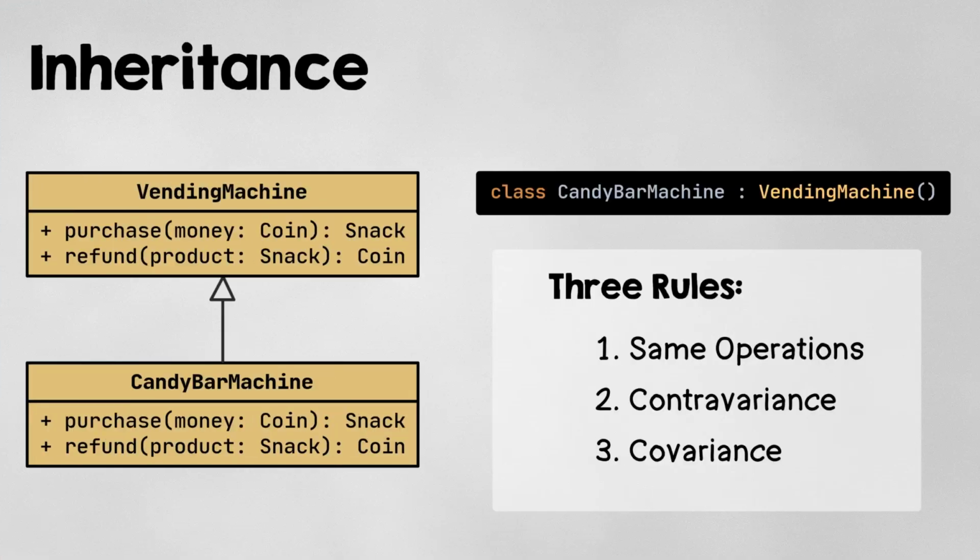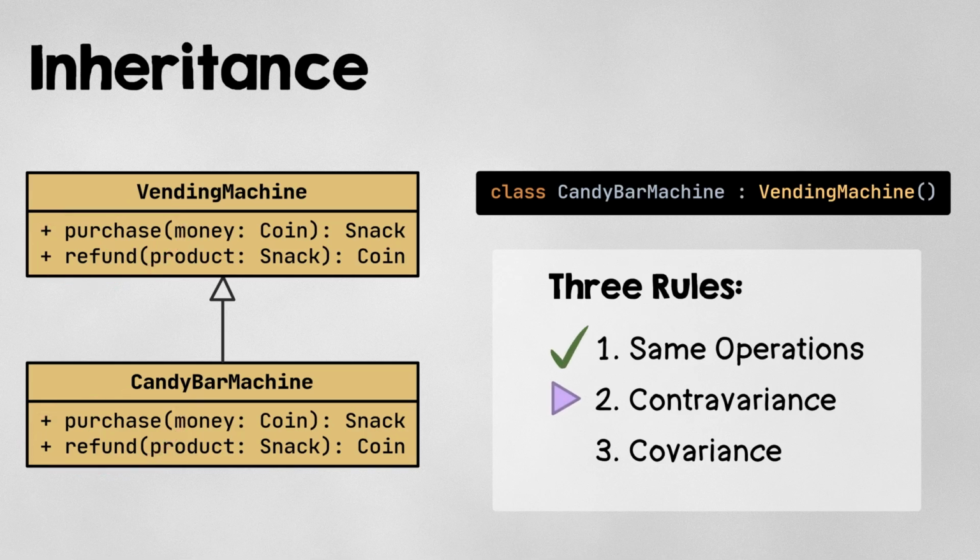So let's look at them one at a time. First, we've got the rule of same operations, and that was that a subtype must have all of the non-private functions that exist in its supertype. So how does this apply to regular class inheritance? Well, a subclass automatically inherits all of the non-private functions from the superclass, so this rule is satisfied.